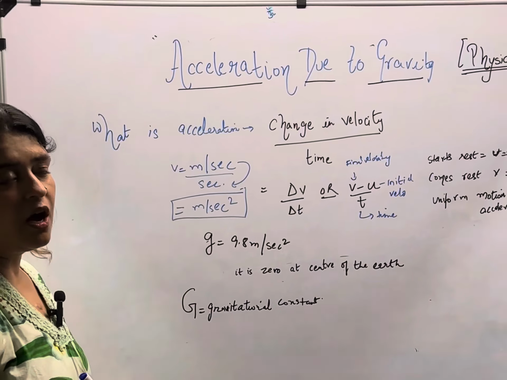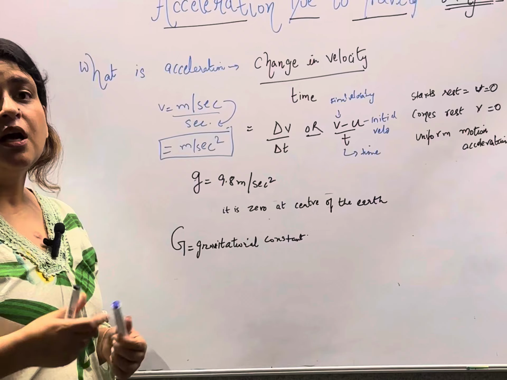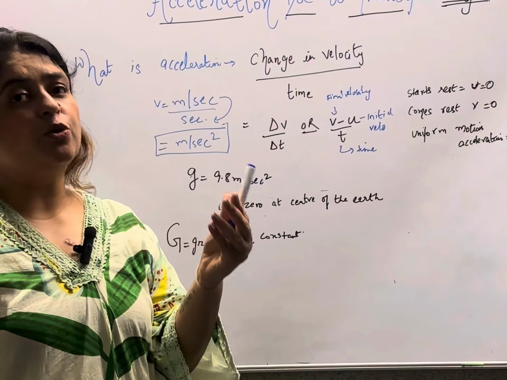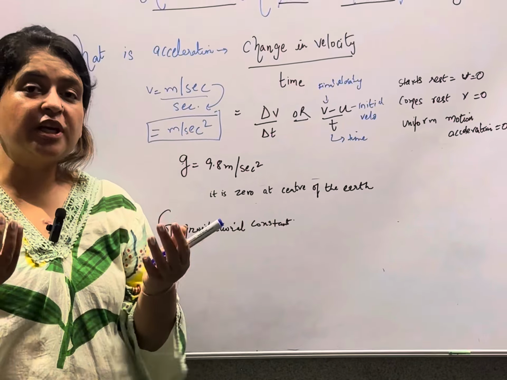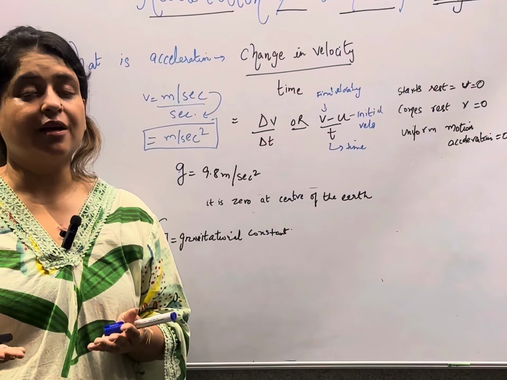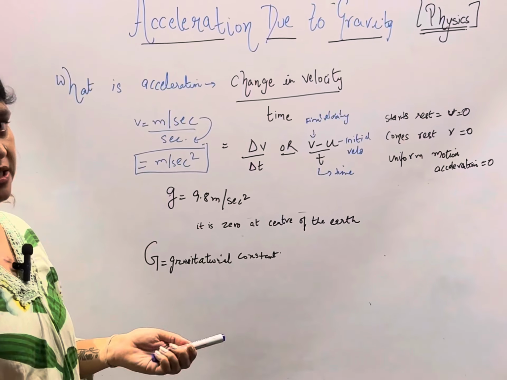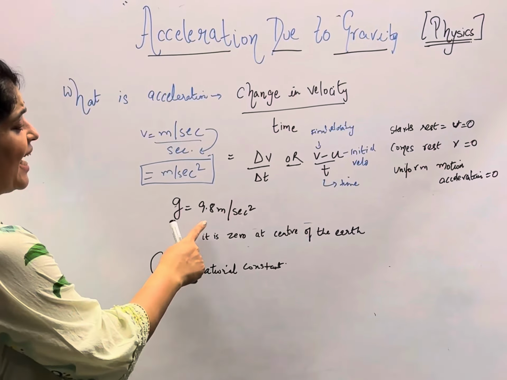Now let's get back to what is g. The small g is my acceleration due to gravity. What exactly is it? Suppose you throw a ball from a very tall building or anywhere at all. It will get attracted to the center of the earth. The force with which it is getting attracted to the center of the earth gives rise to acceleration due to gravity. Okay, and the value is fixed. The value is 9.8 meter per second square.